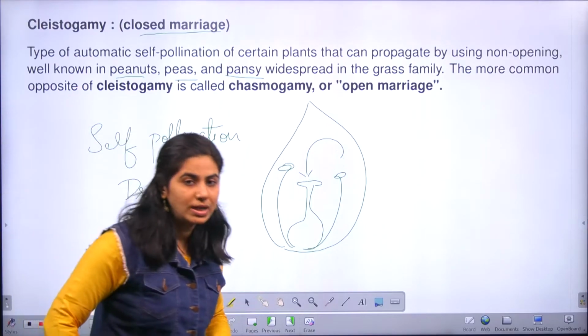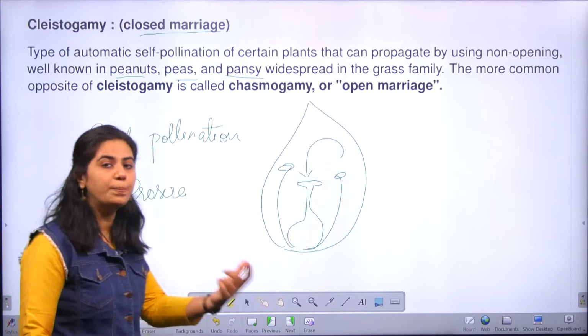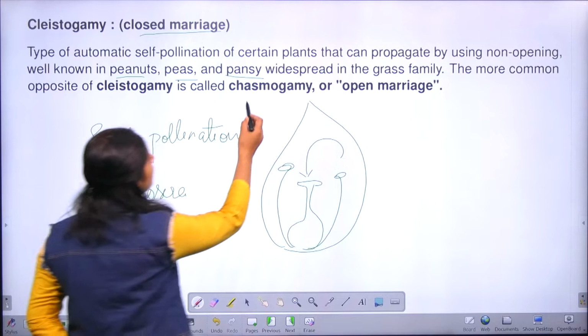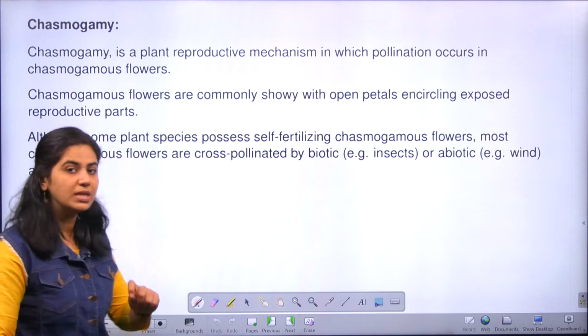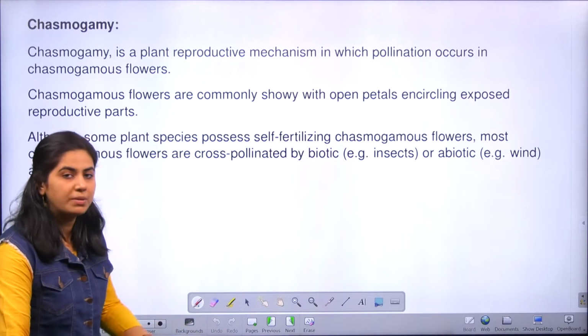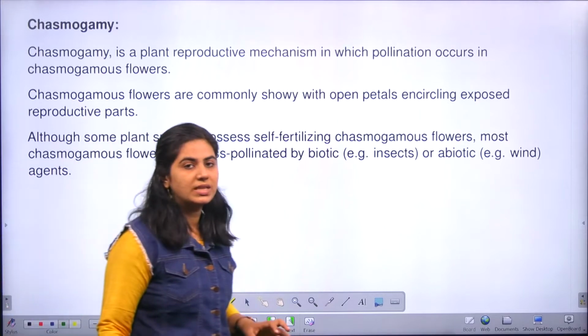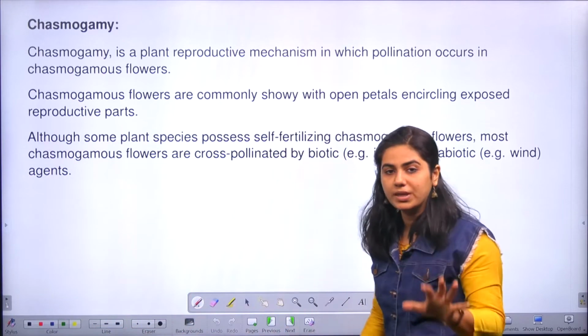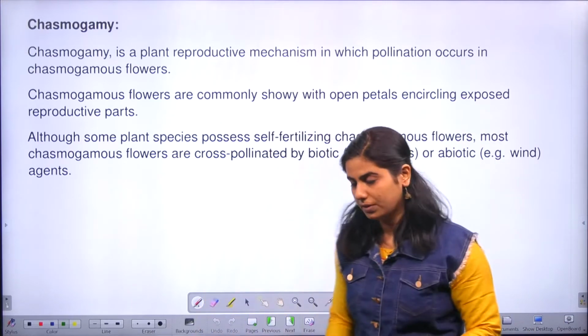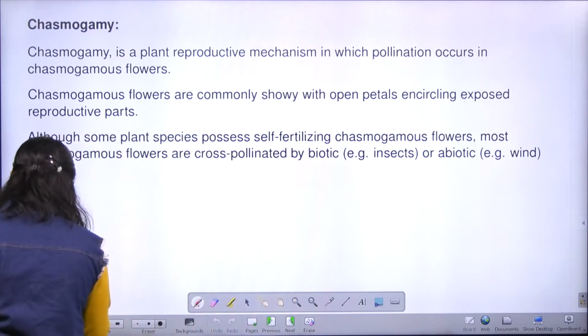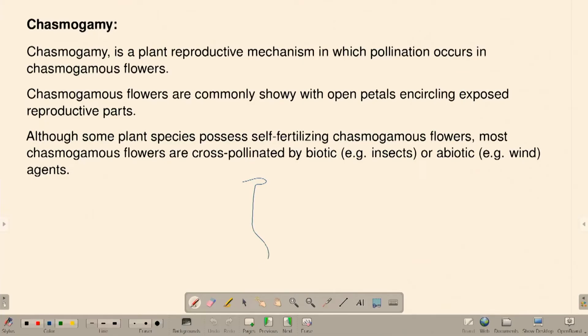What's opposite to Clistogamy or closed marriage is open marriage, which is called Cosmogamous, which is one of our options, right? So what is Cosmogamous? Cosmogamous is open marriage. What do you mean by open marriage? In Cosmogamous, they have very prominent flowers and very exposed reproductive parts of the flower. Exposed in the sense, the stigma and the anthers are quite exposed. They are not in a closed flower.